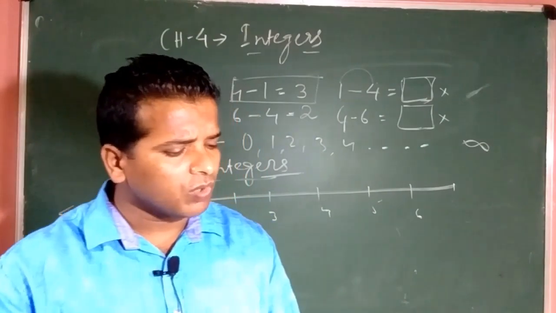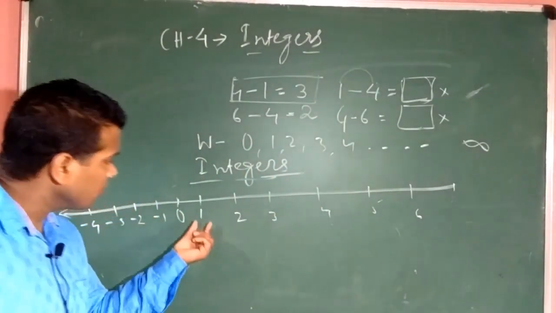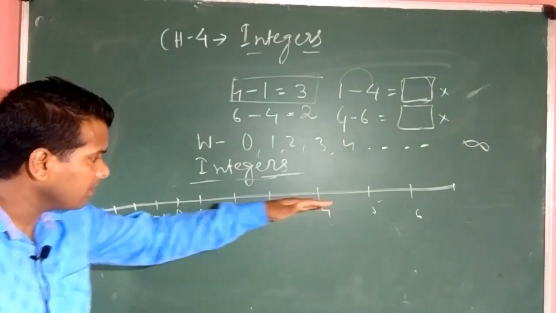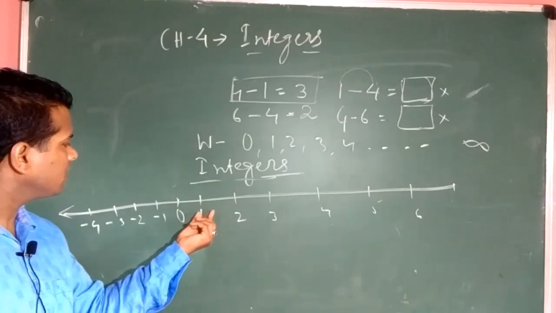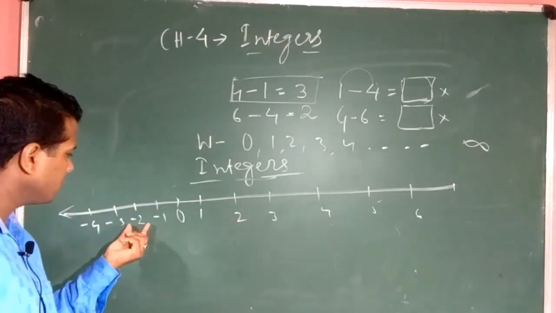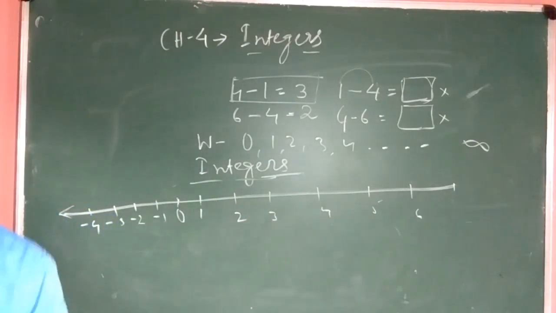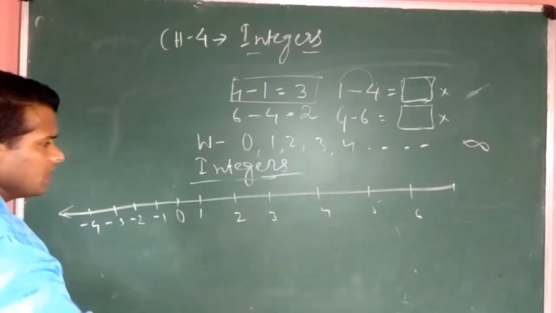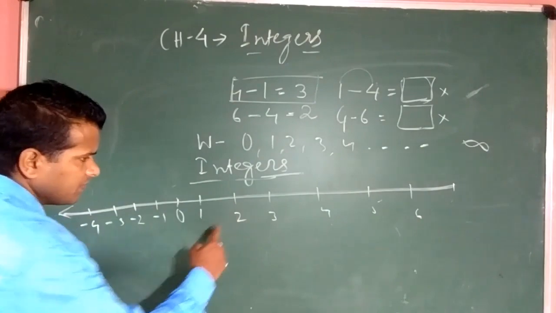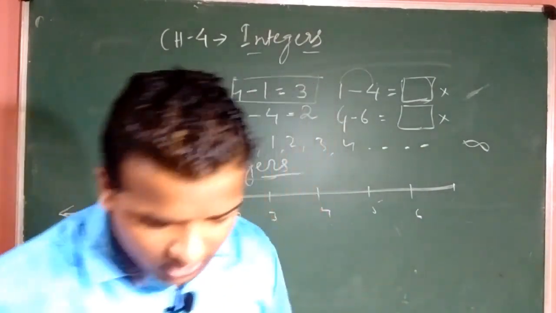The numbers at distances opposite to 1, 2, 3, 4 on the number line are named negative numbers. This is negative 1, negative 2, negative 3, negative 4. They are all opposite in direction and equal in distance. That's why the combination of negative and positive numbers together is called integers.